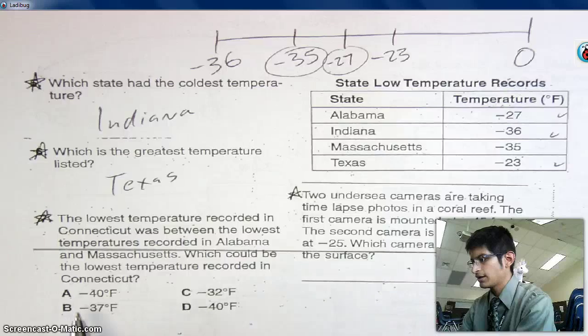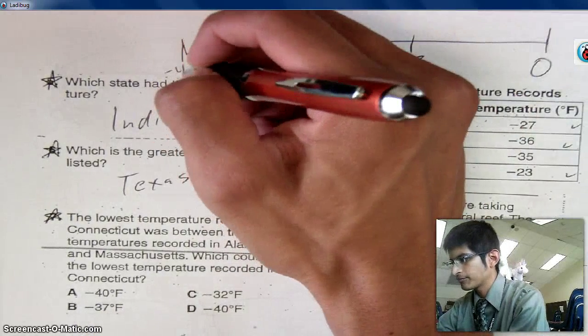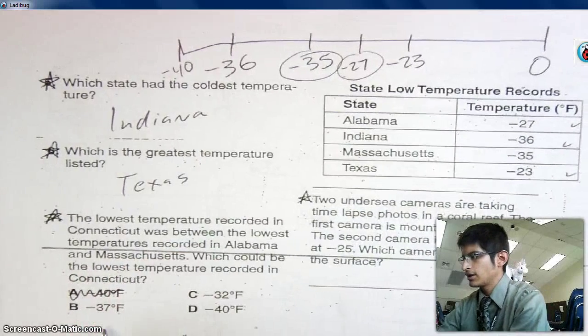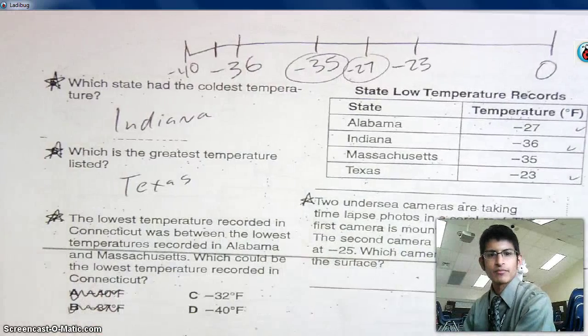So let's look at A. A says negative 40. That would be located over here. So it's not going to be A. This one says negative 37. That would be located right here. So it's not going to be B.